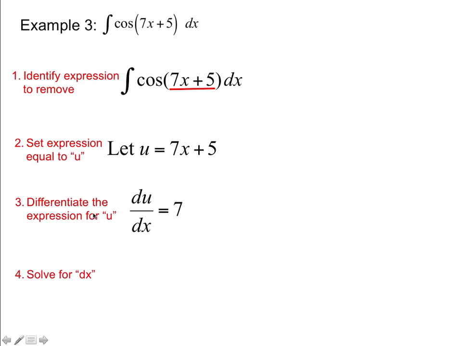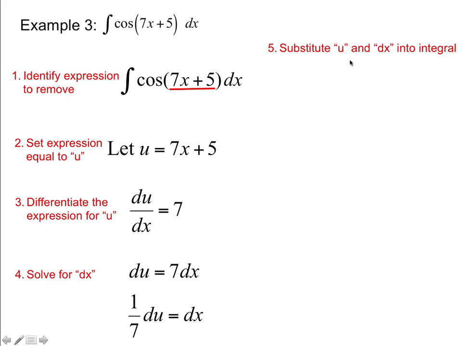Step 4, solve for dx. So again, I'm going to think of this as 7 over 1. So I'm going to have 1 times du equals 7 times dx. And I still haven't solved for dx quite yet, so I'm going to divide each side by 7. So I have 1/7 du equals dx.